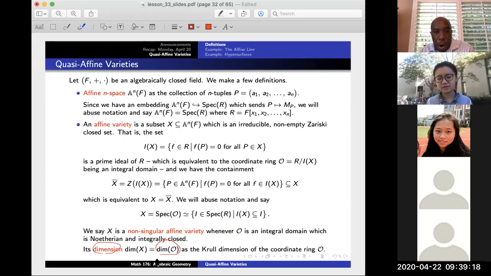And the nice thing is that all of this comes from either starting with a coordinate ring O, or starting with an ideal IX. You can start with either one of those, it doesn't really matter. Okay, so this is what we mean by an affine variety.